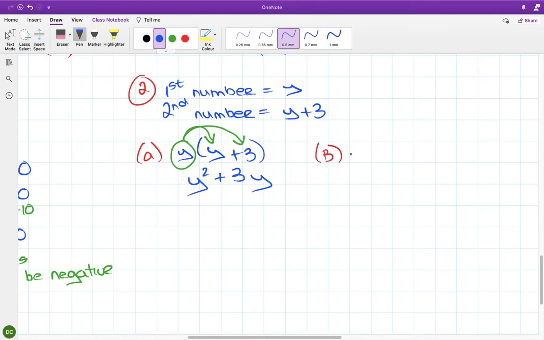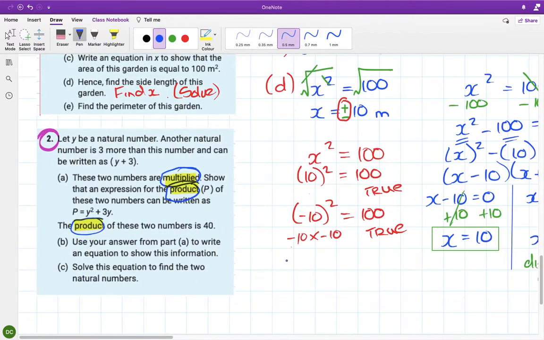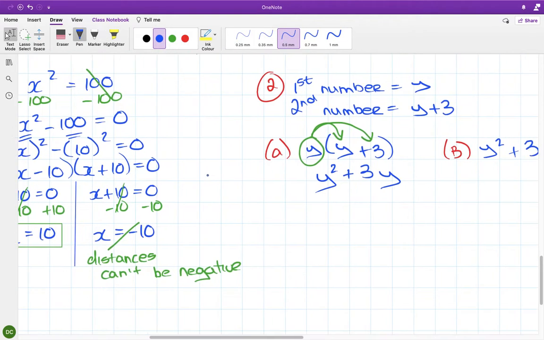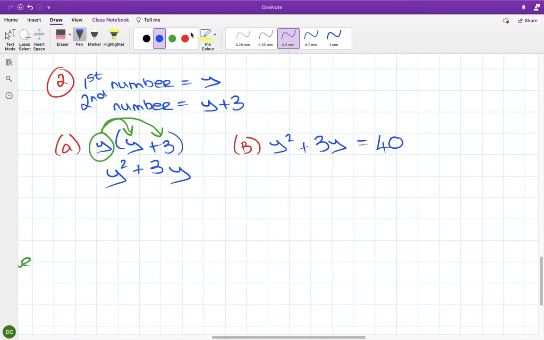So the product of the two numbers was y squared plus 3y, and they've now told us that that equals 40. As expected, the last part says solve, and we're supposed to find two natural numbers, so let's hope that we do. For part C, we're going to try and solve this.